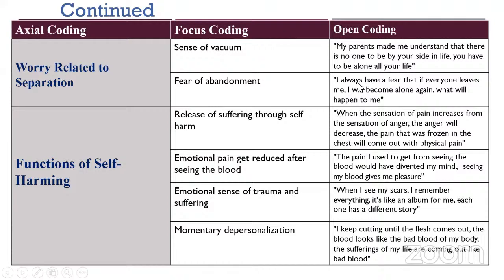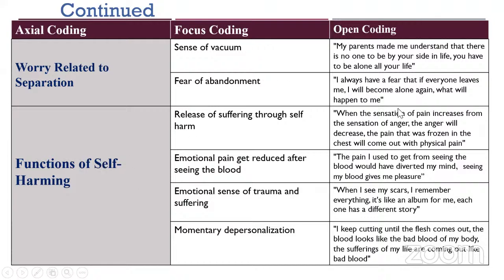Again, from the next expression, we can see: "I've always had a fear that everyone leaves me, I will become alone again. What will happen to me?" So here, from this open coding, we can see that there is a fear of abandonment. And this sense of vacuum and abandonment, we can link to one axial coding, that is worry related to separation. Again, from the next four expressions, we will be able to go for axial coding.